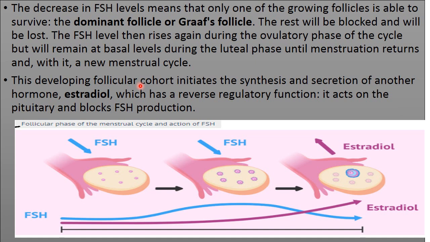This developing follicular cohort initiates the synthesis and secretion of a hormone called estradiol, which has a reverse regulatory function. It acts on the pituitary gland and blocks FSH. Estradiol is the negative regulator of FSH, look at this figure. FSH comes, stimulates the follicular cells, and the follicular cells mature and there is the formation of oocytes and egg formation starts. But when there is menstruation, estradiol comes and blocks the release of FSH. So if the reproductive cycle is unregulated, the menstrual cycle will not occur.